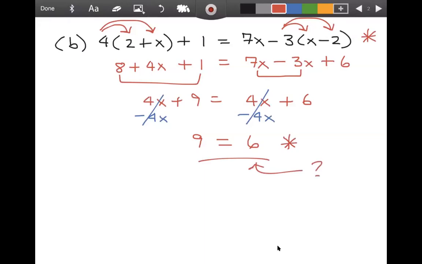Well, the answer is none. There are no values of x that will ever make 9 equals 6. My high school math teacher in a situation like this would say LLPOF, which stands for liar, liar, pants on fire. I've kind of updated it for the 21st century.